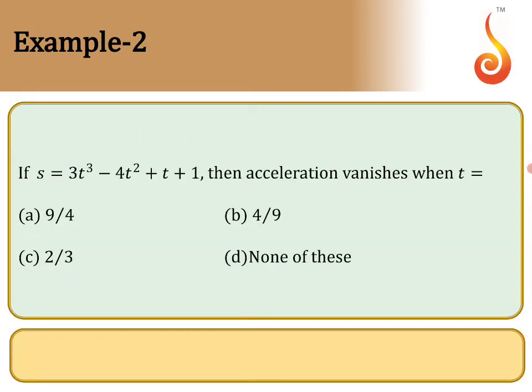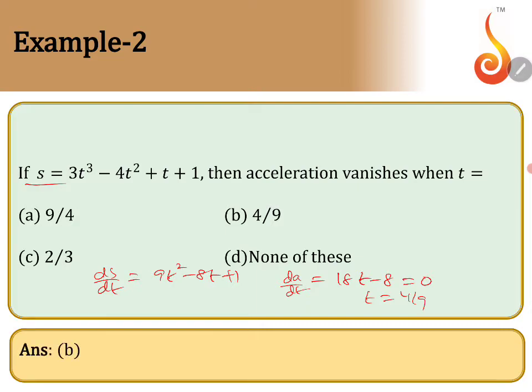Next, the acceleration vanishes. Here the displacement is given. For acceleration vanishes, first of all we need to find velocity. What is velocity? ds by dt, which is 9t square minus 8t plus 1. What is acceleration? da by dt, which is 18t minus 8. But acceleration vanishes, so 18t minus 8 equals 0. Hence t is equal to 4 by 9. So the answer is t equals 4 by 9.